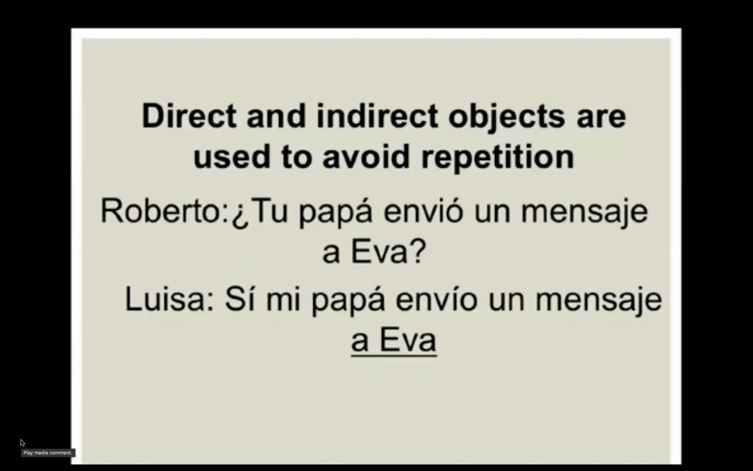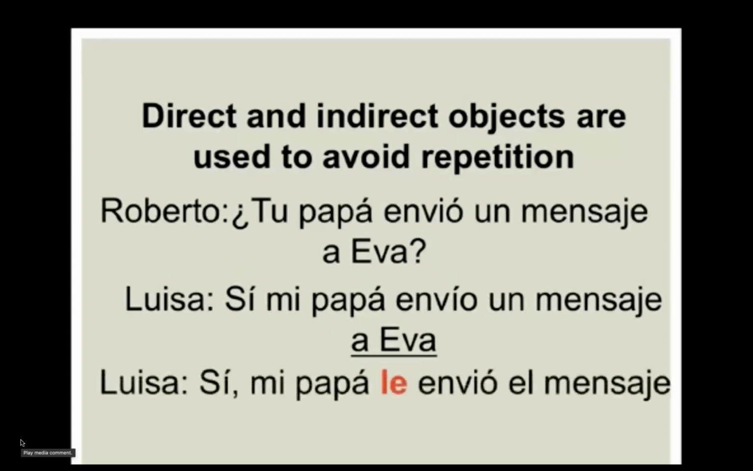A more common answer you will hear from native speakers is, sí, mi papá le envió el mensaje, or sí, mi papá le envió un mensaje. Yes, he sent it to her. Notice that the le is replacing Eva, and therefore there's no need to use Eva's name again. Thus, le, that is her, is an example of an indirect object pronoun.